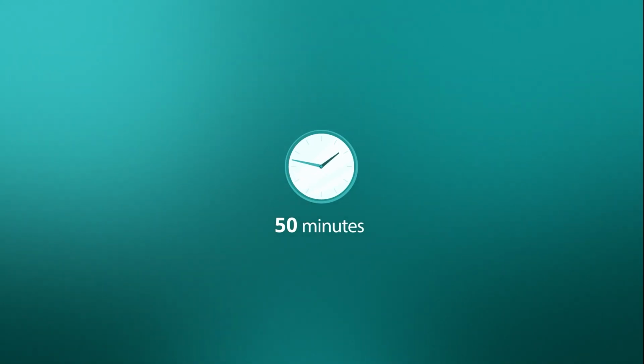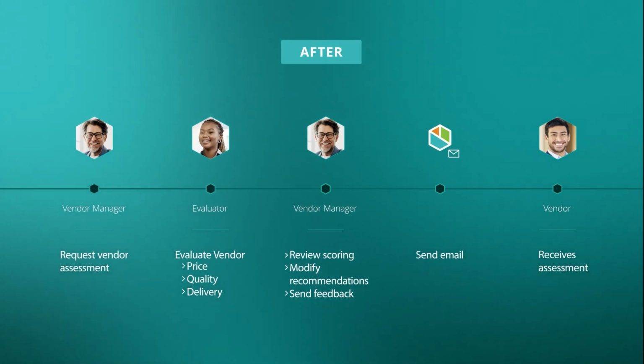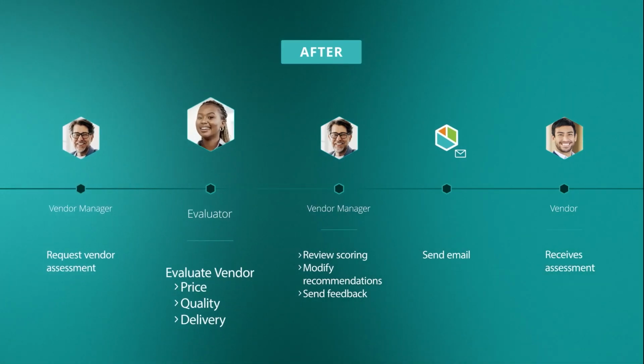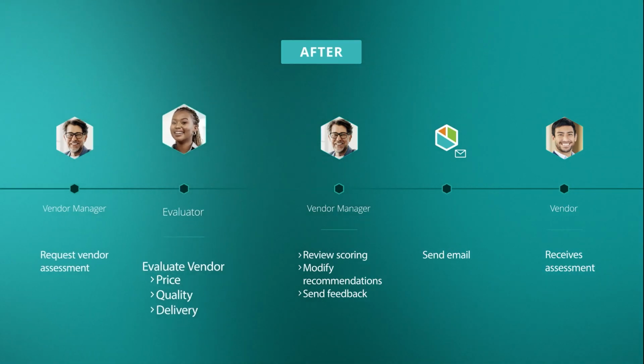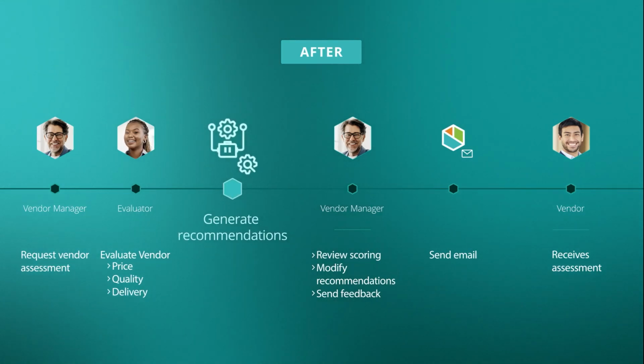scoring. We can apply 2 AI agents to the process to improve efficiency and reduce the manual workload. The process begins the same way when Peter requests the evaluation, and it is automatically assigned to the evaluator. The first AI agent steps in once Malaika has evaluated the vendor to analyze Malaika's scores and automatically generate tailored recommendations on how the vendor could improve their service.